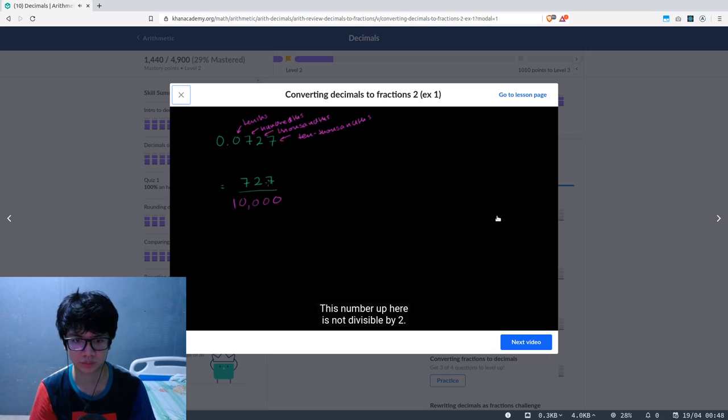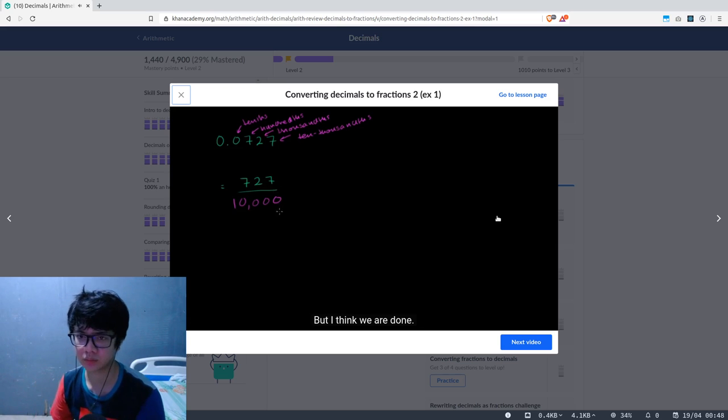This number up here is not divisible by 2. It's not divisible by 5. In fact, it's not divisible by 3, which means it wouldn't be divisible by 6 or 9. It doesn't seem to be divisible by 7. It might be a prime number. But I think we are done.